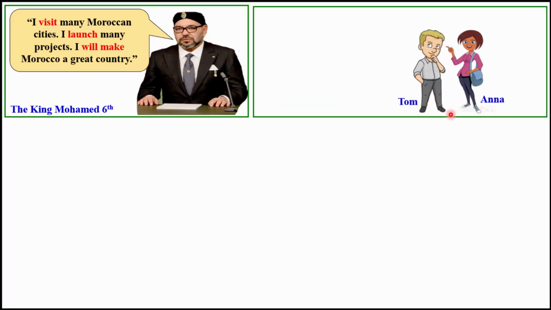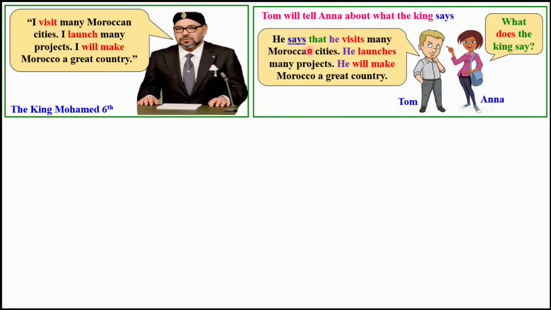Here we have Anna and Tom. Anna is not listening to the king, so she asks Tom this question: What does the king say? Tom will tell Anna about what the king says. He says that he visits many Moroccan cities, he launches many projects, he will make Morocco a great country. Now Tom is just repeating what the king says. He is repeating the words of the king.